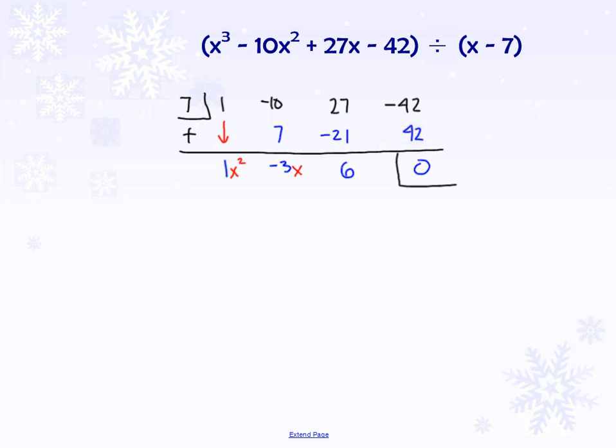So now I'm going to rewrite my final answer. So this would be x squared minus 3x plus 6. And this one, I don't have a remainder, so I'm not going to worry about it. I'll show you what to do when we get to an example that does have a remainder. So this would be your final answer.